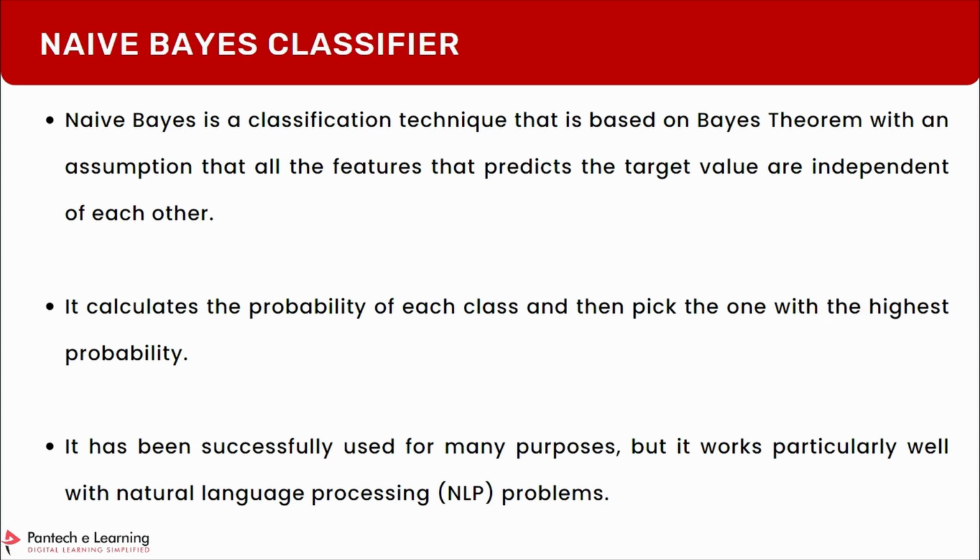Naive Bayes is actually a classifier, and it can be used for classification purposes. Naive Bayes is a classification technique based on a theorem, which is Bayes theorem, with an assumption that all the features that predict the target variable are independent of each other. So this guy is a little bit tricky. That's why the name is naive, which is unique.